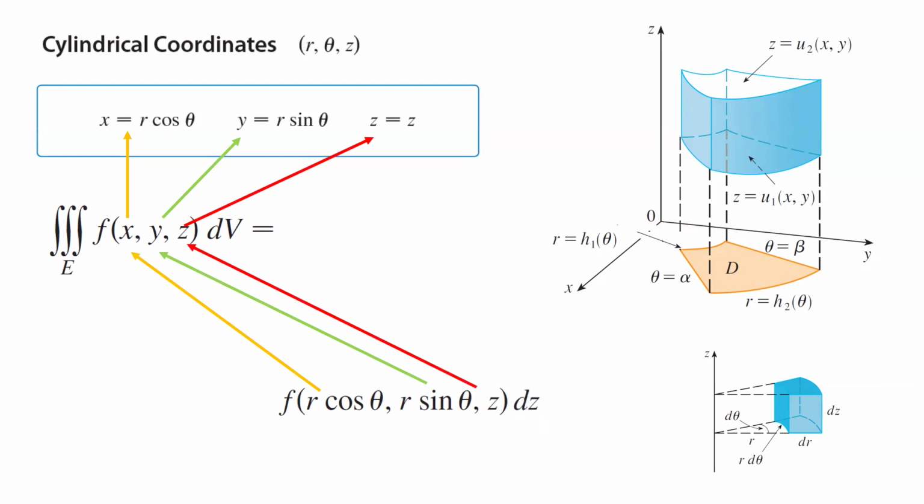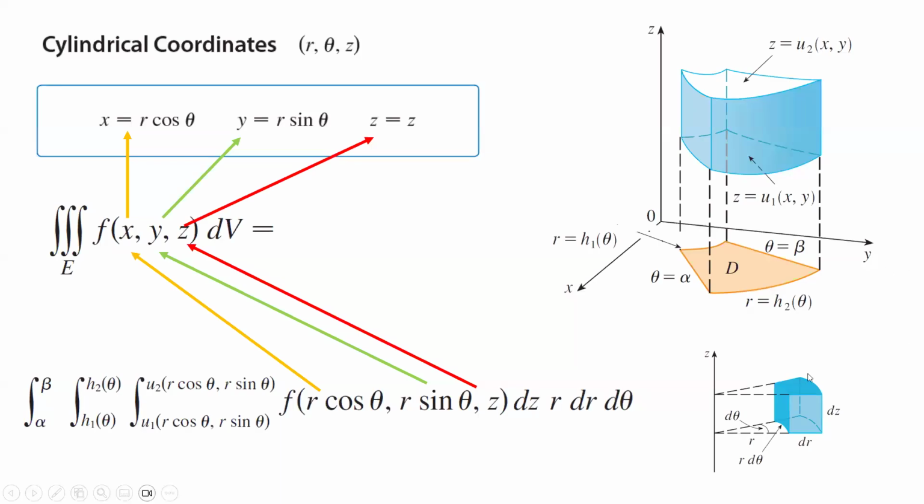And the volume element is dz, z bounded between u1 and u2, r dr, and r is bounded between h1 and h2, and theta, which is bounded between alpha and beta. So one important piece is that the volume element is r dz dr d theta, or dz r dr d theta. Let's take a look at one example here.